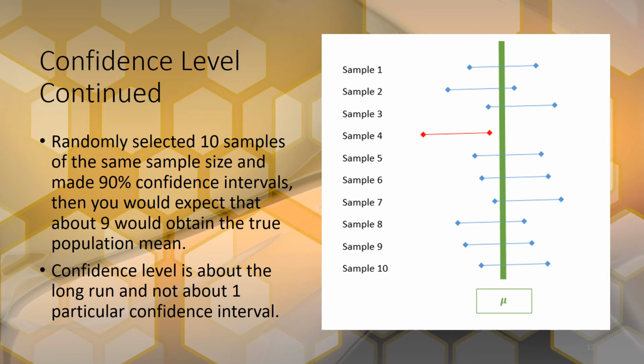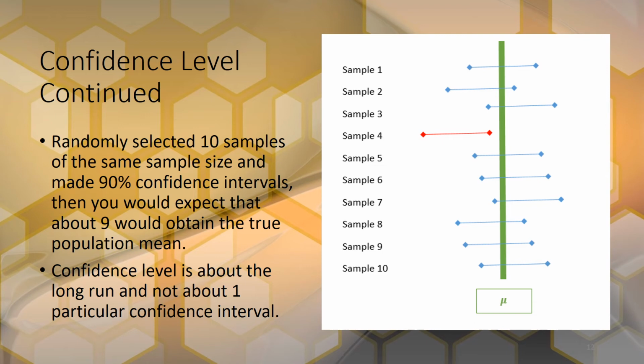But again, you don't know which one does and which one doesn't. You don't know which one's the wrong one. You don't know if you have a red or a blue one at any given time. Unless somehow you know the true population mean, but then you wouldn't be doing a confidence interval to estimate it.